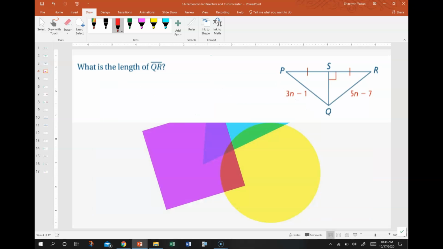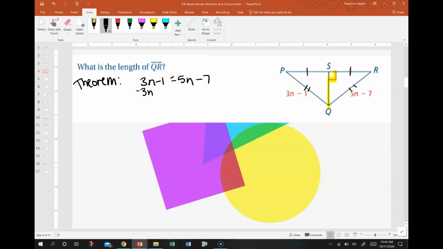Right here it says, what is the length of QR? So right now, we know that this is the perpendicular bisector. I know that because it's perpendicular and it cuts the line in half. Since I know it's the perpendicular bisector, I'm using the theorem, not the converse. If those are equal, then these two must also be equal. So we have 3n minus 1 equals 5n minus 7.